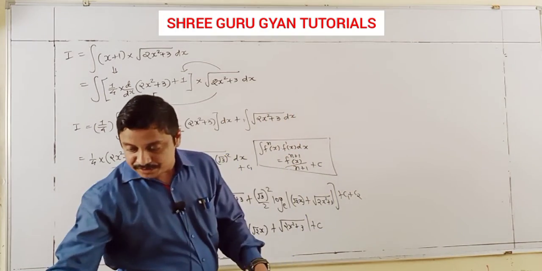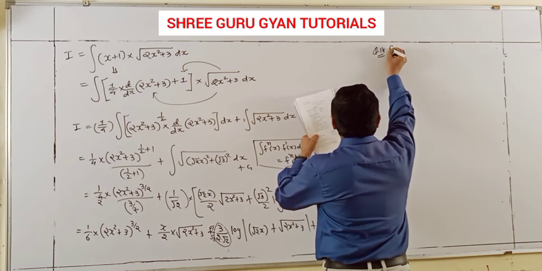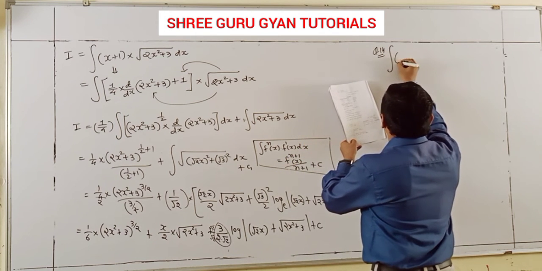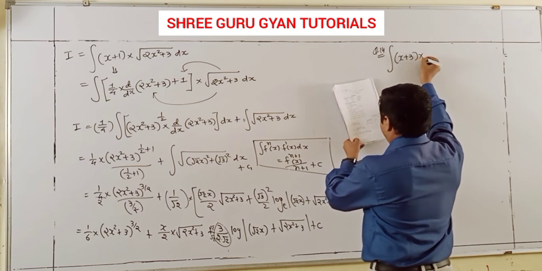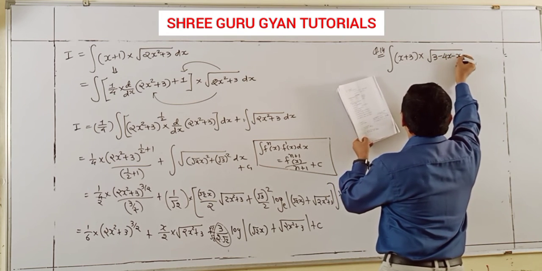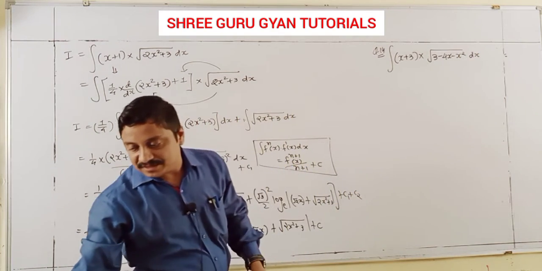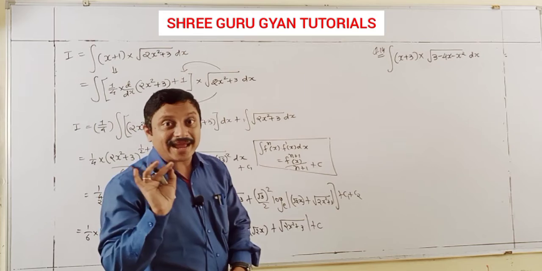Now next, question 14 is there. Integrate x plus 3 by the square root of 3 minus 4x minus x square dx. Students, first of all, you derive by the mn rule.